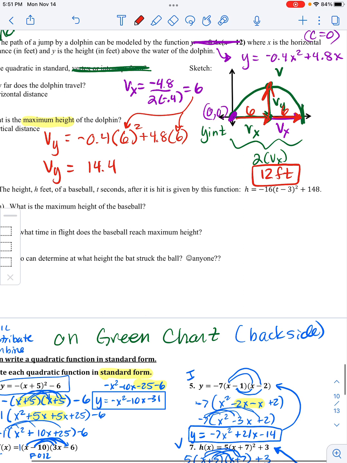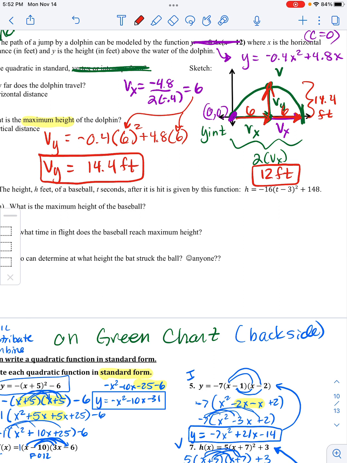And what that means in this picture is that from here to here, from the top to the ground, or I think it's water, this is going to be 14.4 feet. Yeah, it's a dolphin. So it's coming out of the water. So that is how high it can jump. It can jump 14.4 feet out of the water.